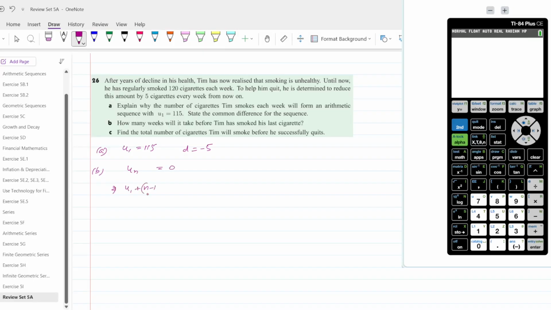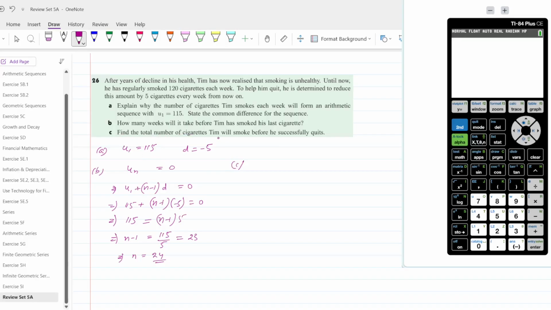U1 plus (n minus 1) times d equals 0. 115 plus (n minus 1) times negative 5 equals 0. So this becomes 115 equals (n minus 1) times 5, or n minus 1 equals 115 divided by 5, which equals 23, and n equals 24. So it will take 24 more weeks for Tim to smoke his last cigarette.